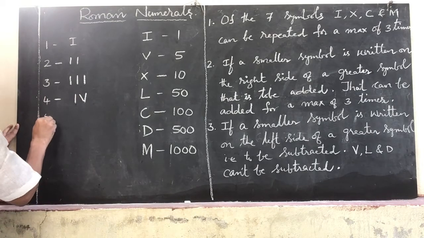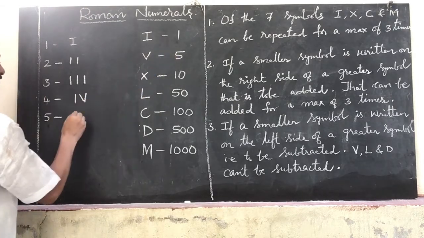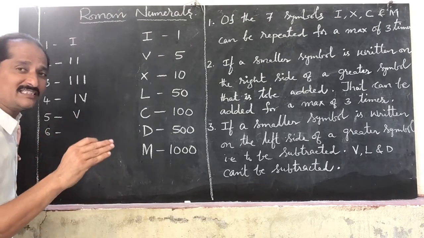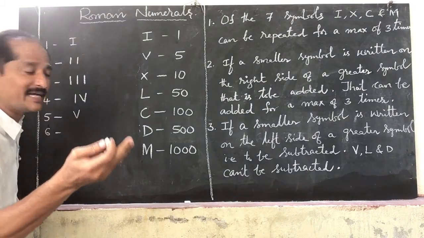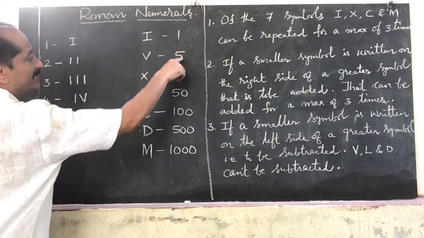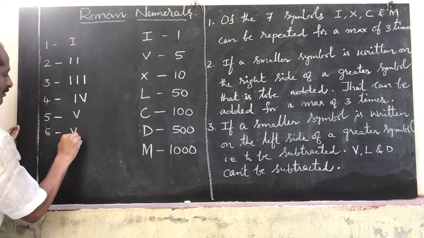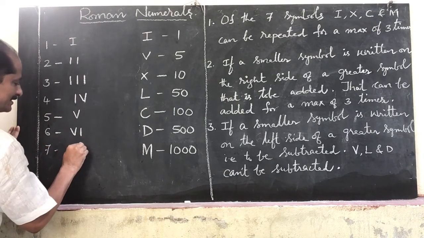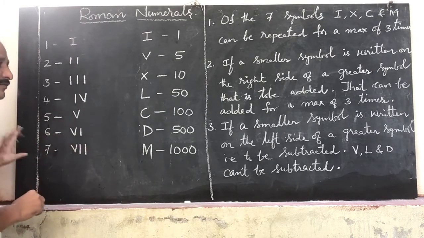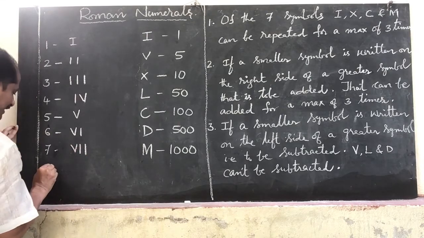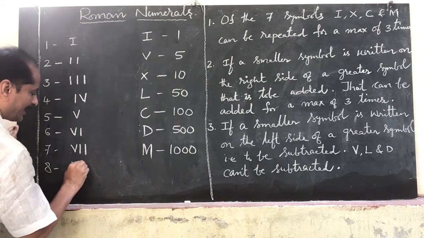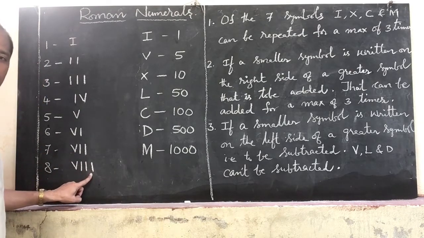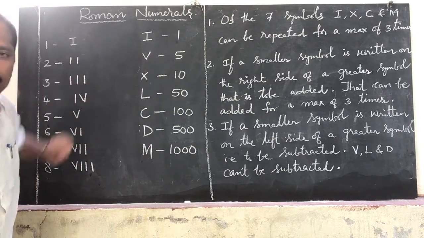Next, to write down 5. How will you write 5? 5 already we have a symbol, so write down V. So to write down 6. If you are writing a smaller symbol on the right side of a greater symbol, that is to be added. So 6 is in between 5 and 10. So write down. So 5 plus 1, 6. In the same way, to write down 7, 5 plus 1 plus 1. 5, 6, 7. Next, 8. To write down 8. In the same way, we can repeat it for a maximum of 3 times. So here also we are writing 3. 5 plus 3, 8. So 8 is in between 5 and 10.